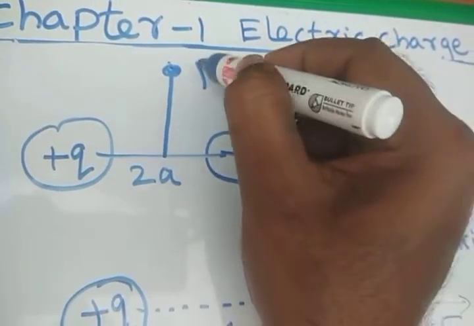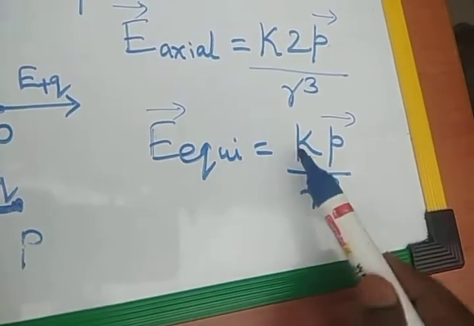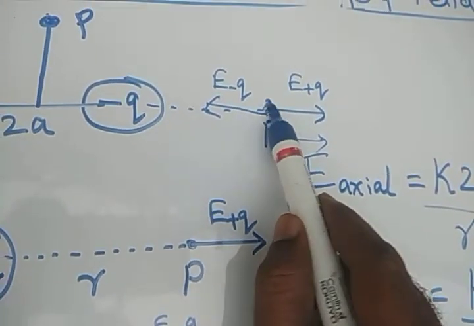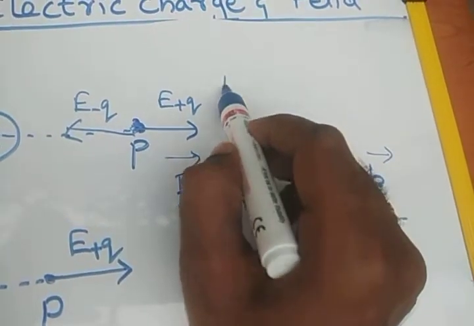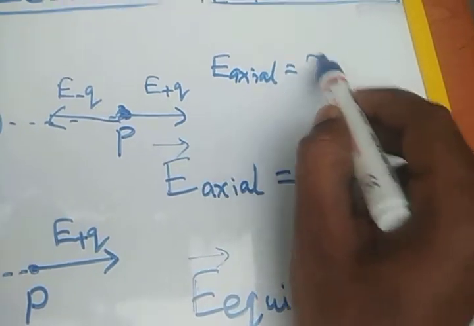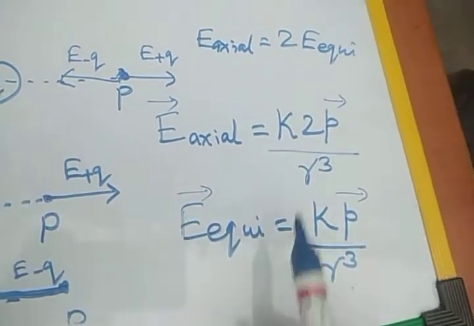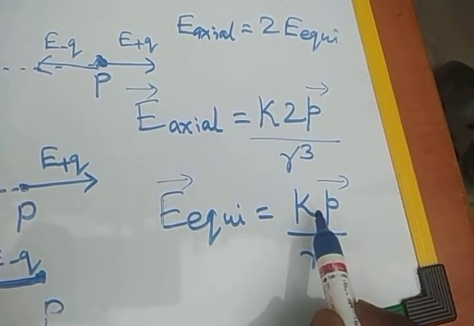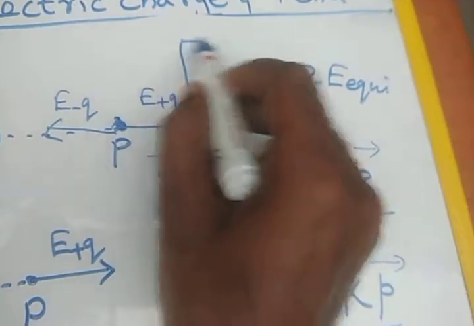This is a point P. So what is the electric field at this point? For the equatorial line, the formula is Kp by R cube. For the axial point, it is K 2P by R cube. The relation between these two is that E axial is equal to 2 times E equatorial, because this 2 will not come here. So E axial is equal to 2 times E equatorial.